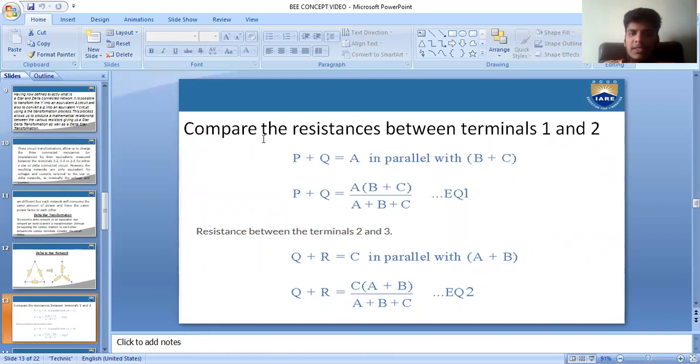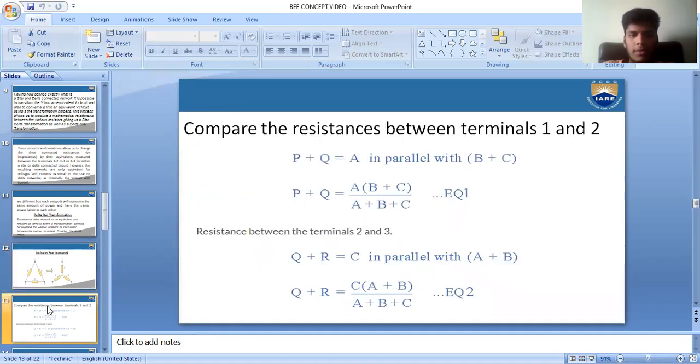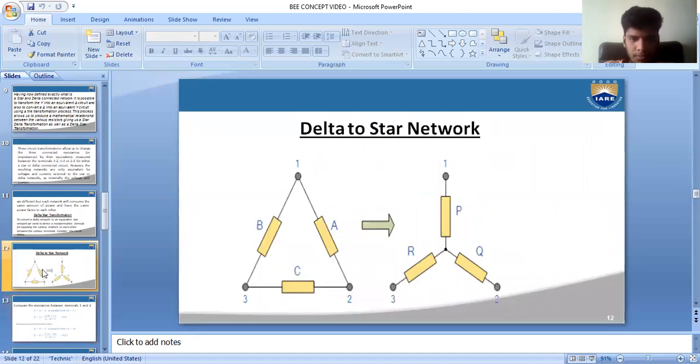Now compare the resistances between terminals 1 and 2. So here, the terminals 1 and 2. First thing we are going to compare is the resistances between terminal 1 and terminal 2. Okay, here P plus Q is equal to A. In the star network, P plus Q is equal to A in the delta network.